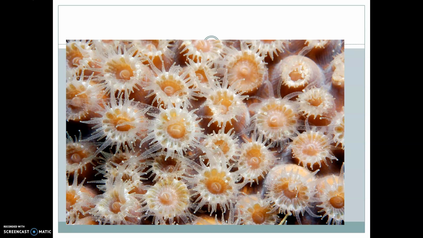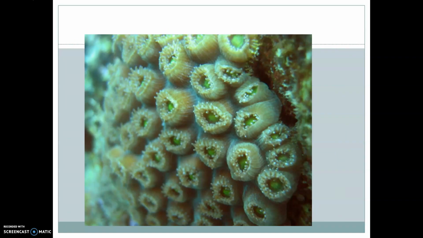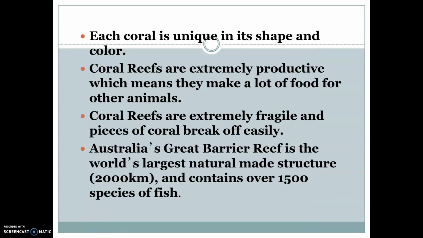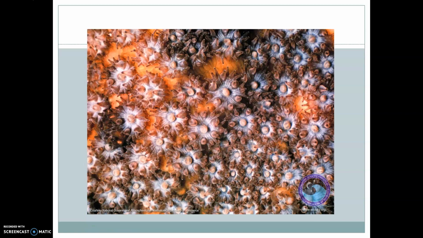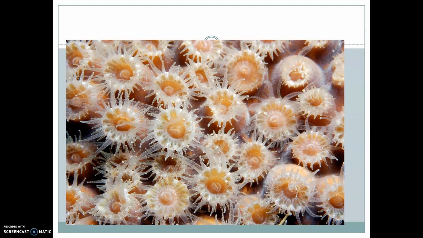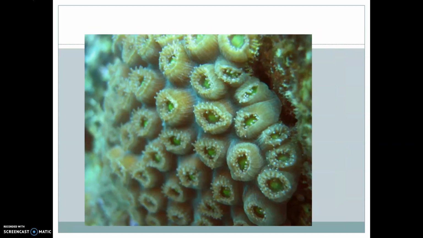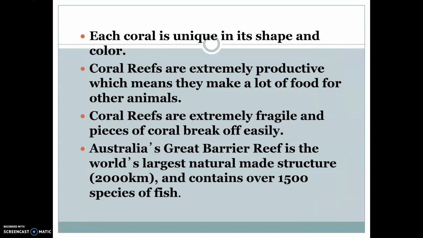Here we can see some of the different animals. These are our polyps, which are going to start growing and developing into our coral. We can see all these different little ones starting from the bottom to grow up. Each coral is unique in shape and color. They can be the same colors, but it might not be the same as something around it.